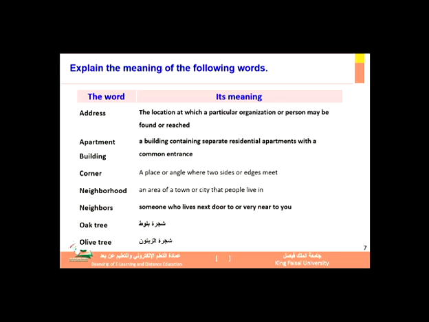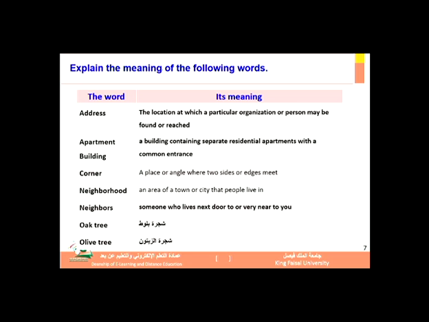The word neighborhood is an area of a town or a city that people live in. So we need to differentiate between neighborhood and neighbors. Neighborhood is the place, the area, which can contain more than one building, where we have a large group of people living. While neighbors are the people who are next to your door, very close to your house. For example, we call them our neighbors, jiranuna or jiranak or whatever. So neighbors are someone who lives next door to you or very near to you.